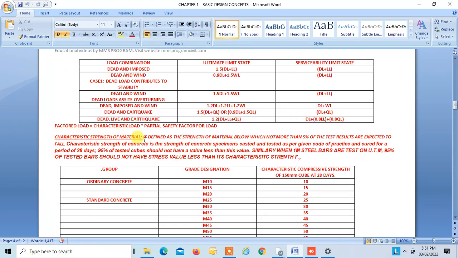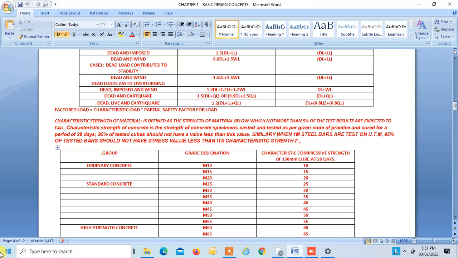Characteristic strength of material is defined as the strength of the material below which not more than 5% of the test results are expected to fall. In case of concrete, we make cubes in laboratory, and then we test the compressive strength of the cube on the UTM machine. And in case of steel, we take 1 meter bar length, and again we test its strength on the UTM machine, right?